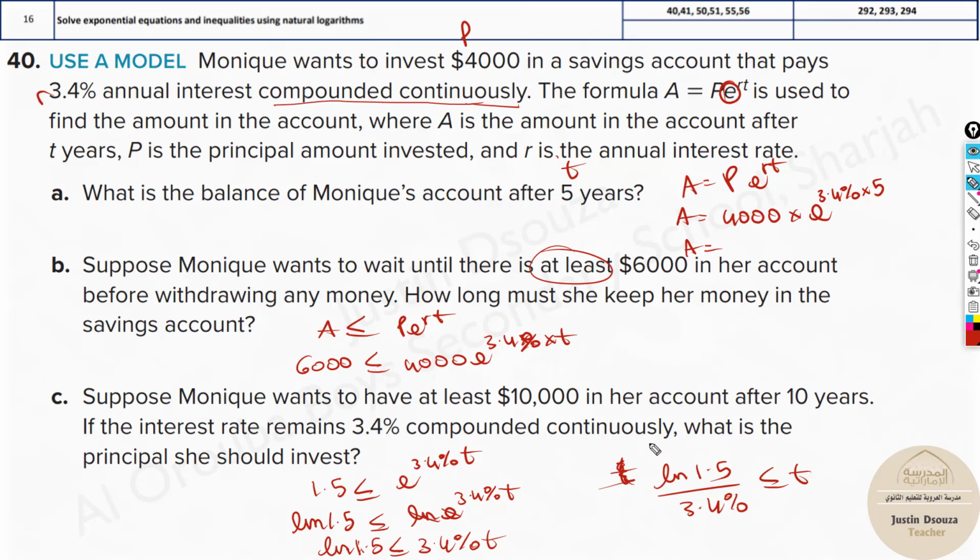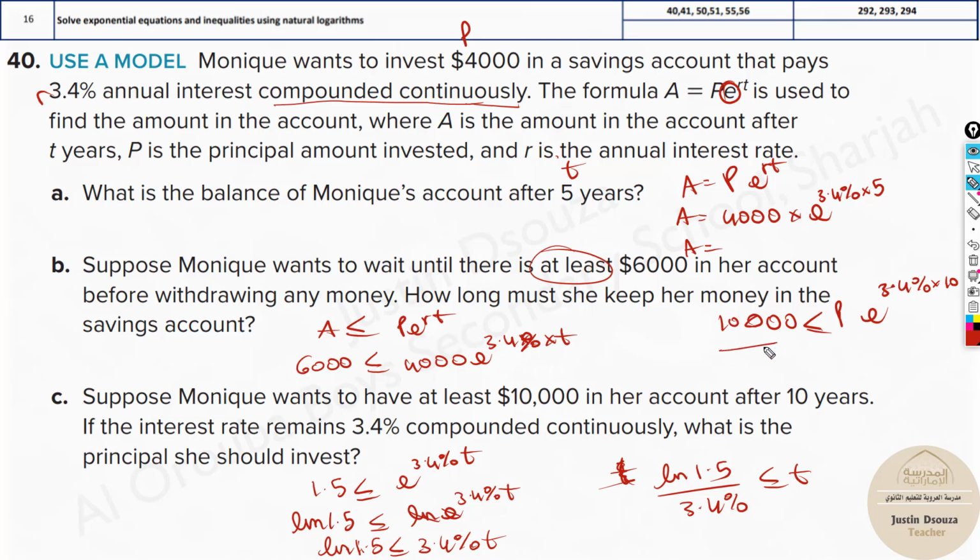That's your answer. The last question is: suppose Monique wants to have at least $10,000 in the account. Again it's 10,000, at least, after 10 years. The time is given and the rate of interest is the same, 3.4%. What is the principal amount, the initial amount she should invest in order to have 10,000 after 10 years? How much should she invest?